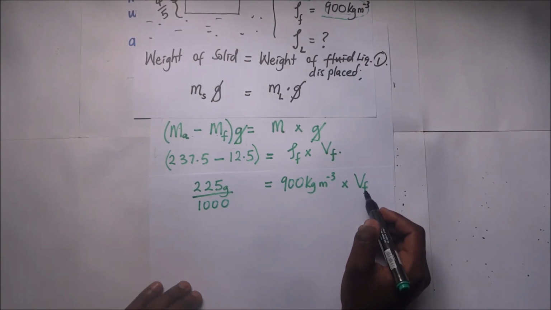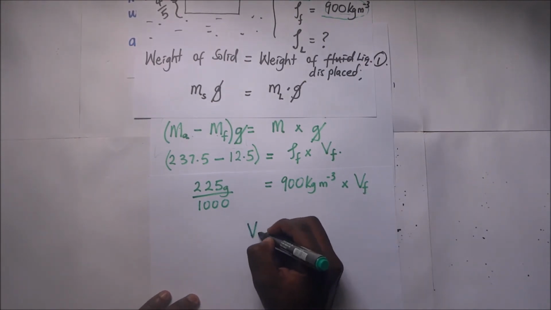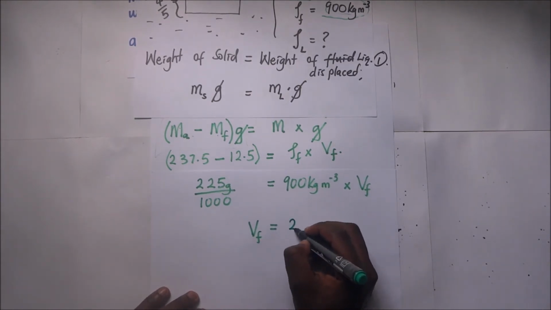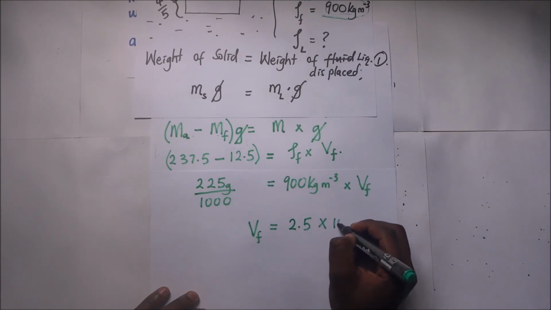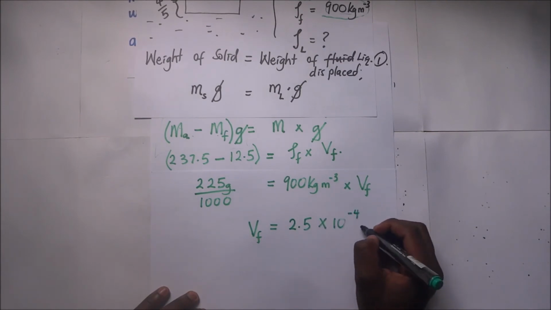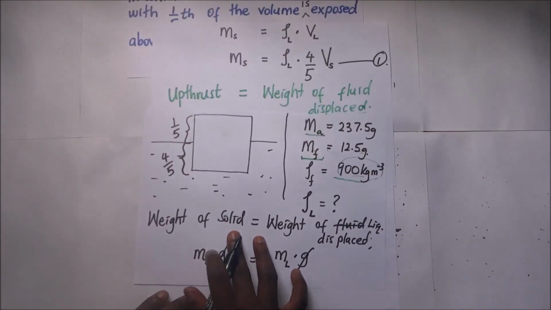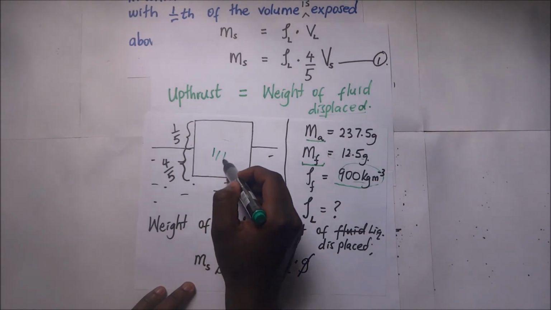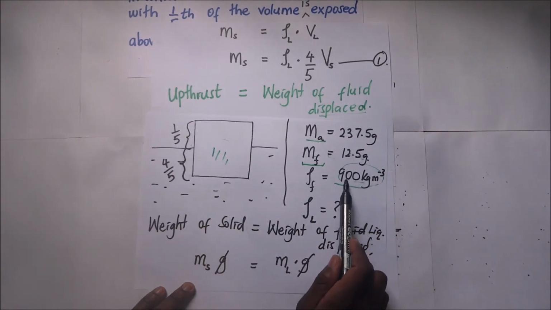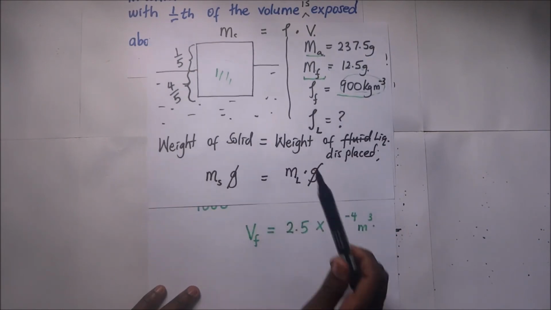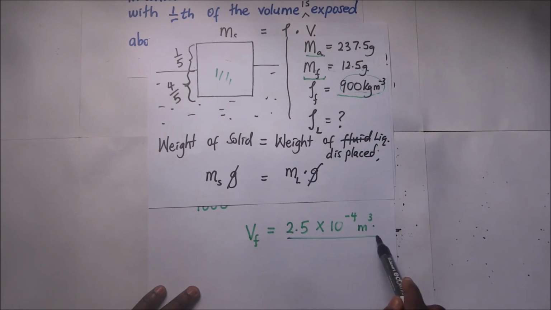So now we make VF the subject of the formula. You find that the volume of the fluid shall be given by, in this case, 2.5 multiplied by 10 to the power negative 4. That is meters cubed. So what does that mean? It means that we have found the volume when this solid was immersed in the fluid whose density was 900 kilograms per meter cubed. We find that the volume of the fluid that was displaced was equivalent to 2.5 times 10 to the power negative 4 meters cubed.